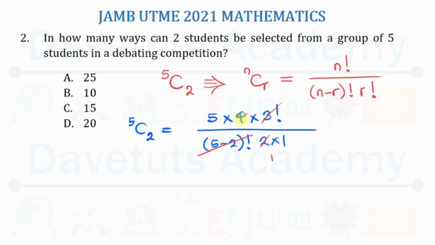This 2 here, 1 can go here 2, and all that I'm left with is 5 multiplied by 2. So I have 10 ways in which 2 students can be selected from a group of 5 to actually partake in a debating competition. So option B is the correct option there.